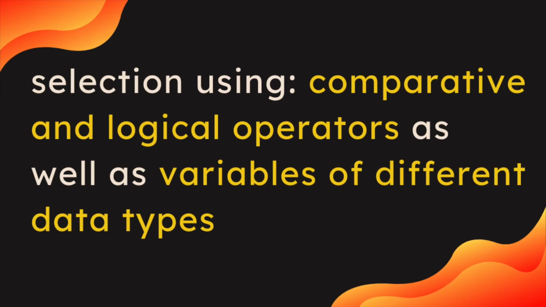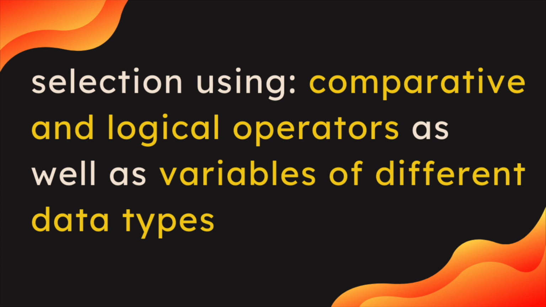The first thing I want to point out is that we've done a lot of these already in Progress Outcomes 2, 3, and 4. And this phrase here, selection using comparative and logical operators, as well as variables of different data types, is the biggest difference when we're looking at the types of code that we will use if we're using Scratch, or possibly at this level, a different language such as JavaScript or Python.